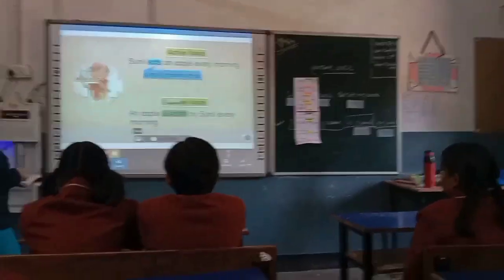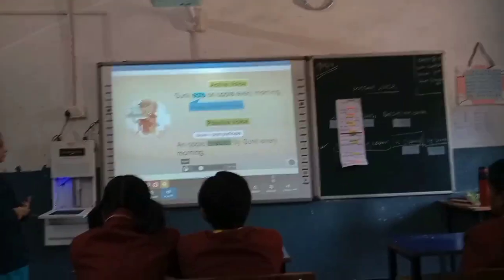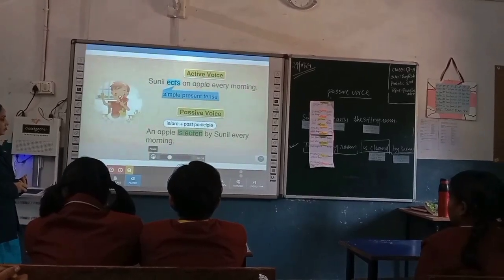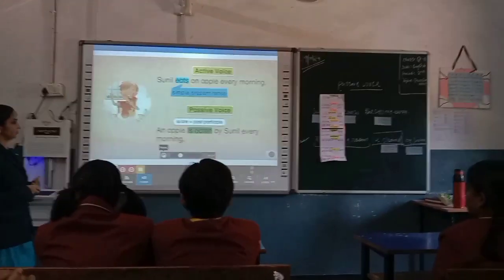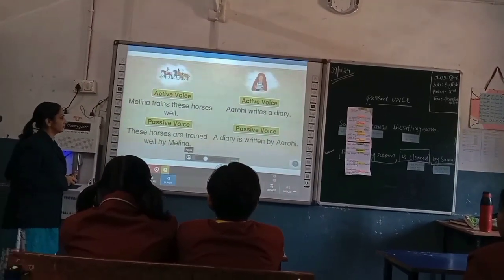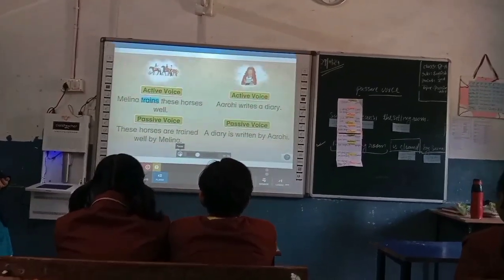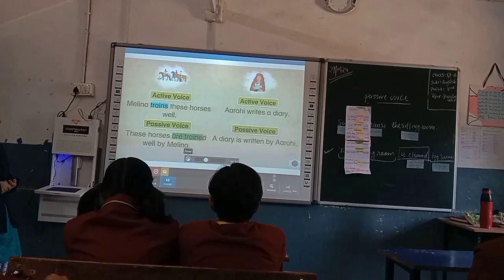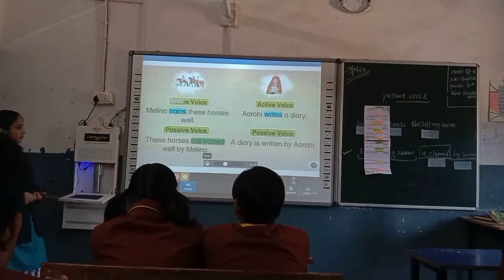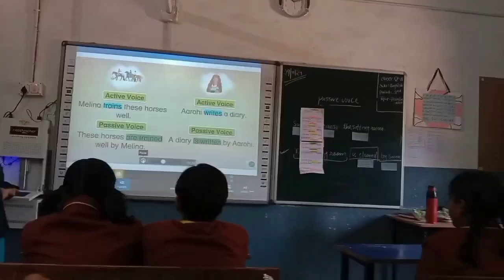Every morning. In the passive voice, eats changes to is eaten. Remember that the tense remains the same in both active and passive voice. They are both in the present tense. In the same way, Melina trains these horses well changes to these horses are trained well by Melina, and Arohi writes a diary changes to a diary is written by Arohi.